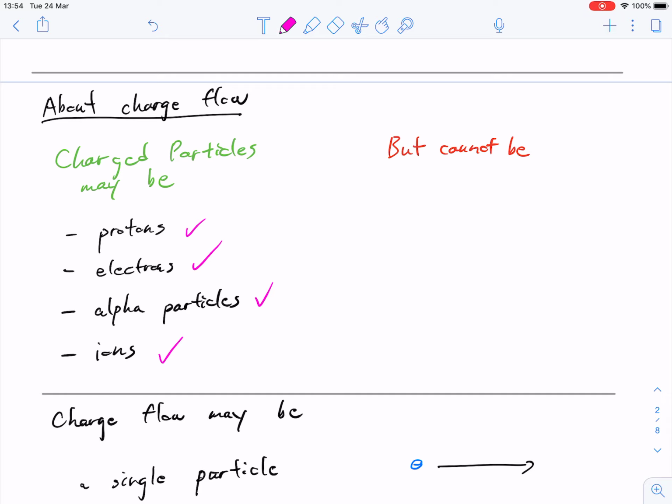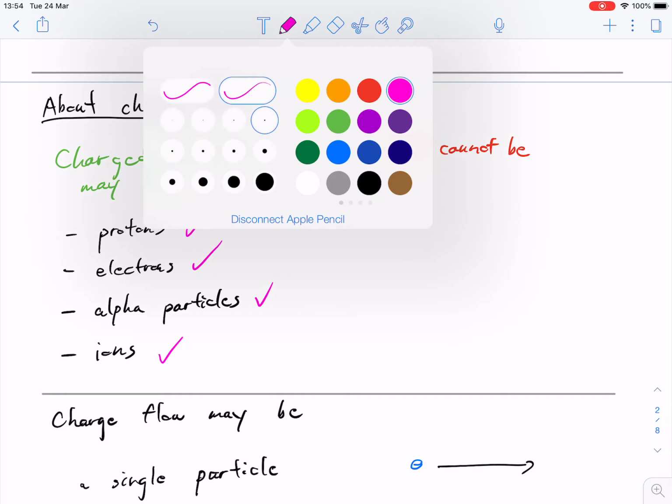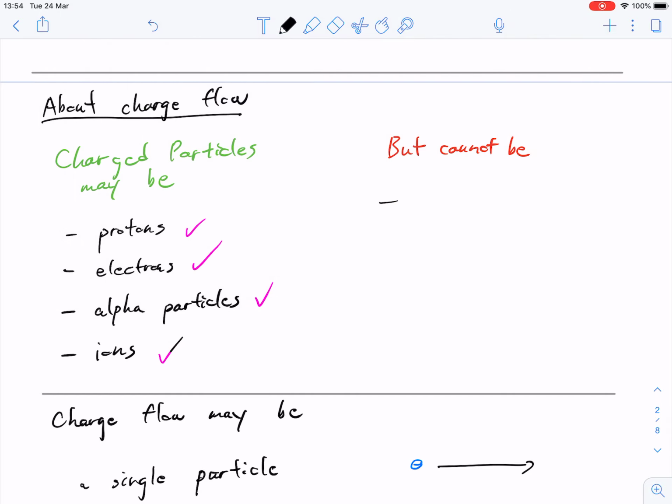But of course, they cannot and they should not be things like photons, and they should not be things like neutrons, okay, or atoms that are neutrally charged. So it could be like isotopes or things like that, but just like your regular atoms that are not ions, okay, so these are non-ionic ones.